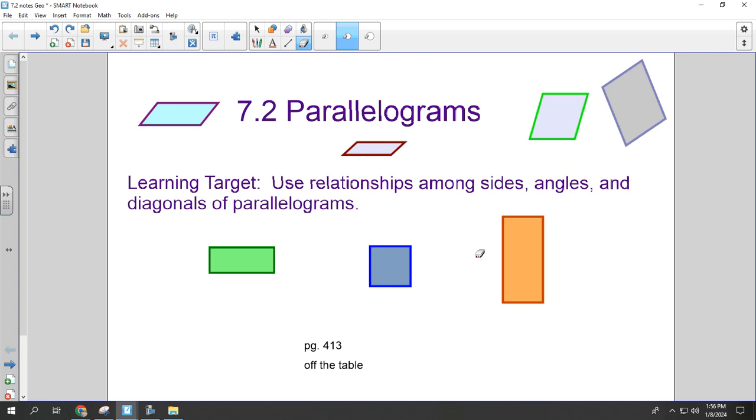We're going to talk about parallelograms today. Our learning target is to use relationships among sides, angles, and diagonals of parallelograms.